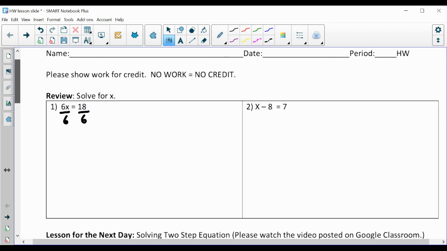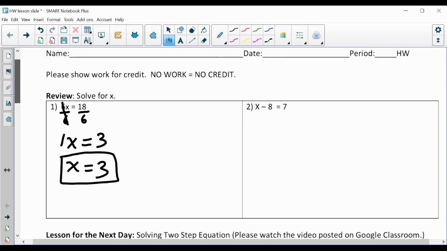6 divided by 6 is 1, so that's what we're going to say. Cancel out. 6 divided by 6 is 1. So it's 1x equal to 18 divided by 6, that is 3. Here you don't need to put the 1 in front, it's not necessary. You can just write x equal to 3. That's how you show work, and I box it to show that it is the final answer.